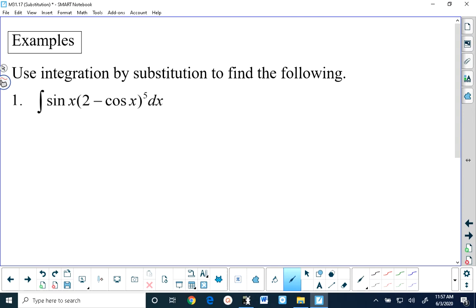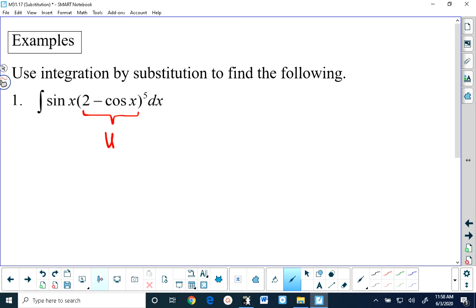So let's look at examples now to get used to how this works. I want to integrate sine of x multiplied by 2 minus cos of x raised to the 5. And this integral has three ideas contained within it. One of the ideas is sine of x, one of the ideas is 2 minus cos of x, and the third idea is a power of 5. What we're going to do is choose the idea for u that is as large as possible but does not contain the major operation. And in this case, that's because if I differentiate 2 minus cos x, I get sine x, which is the rest of the integrand.